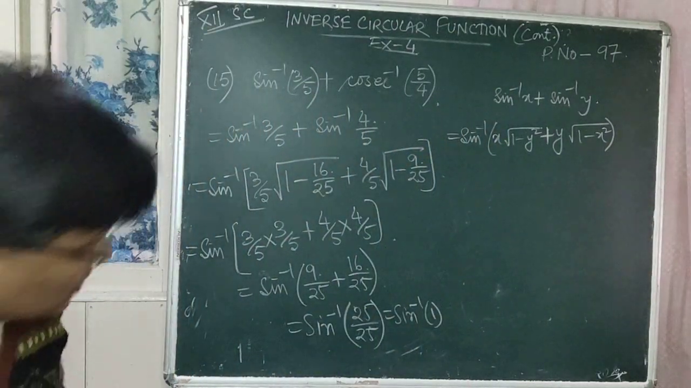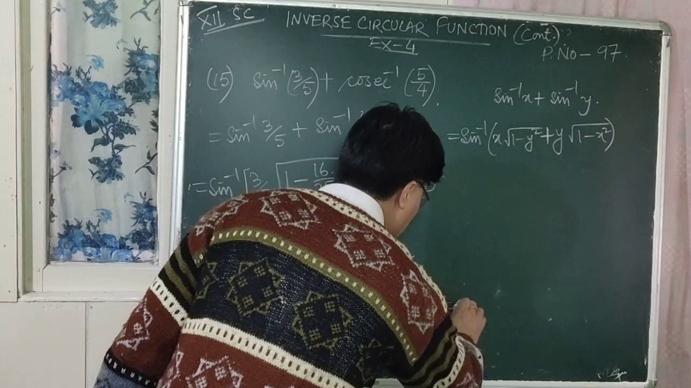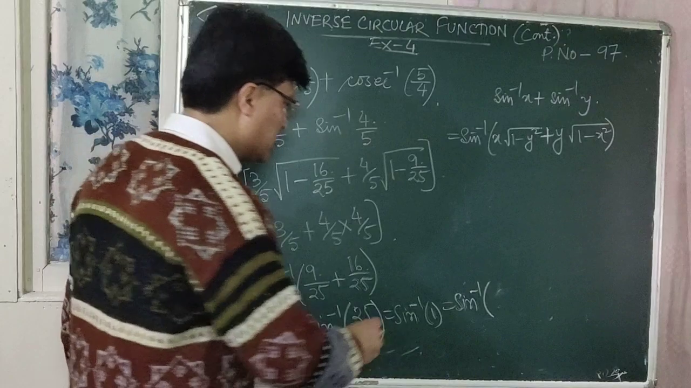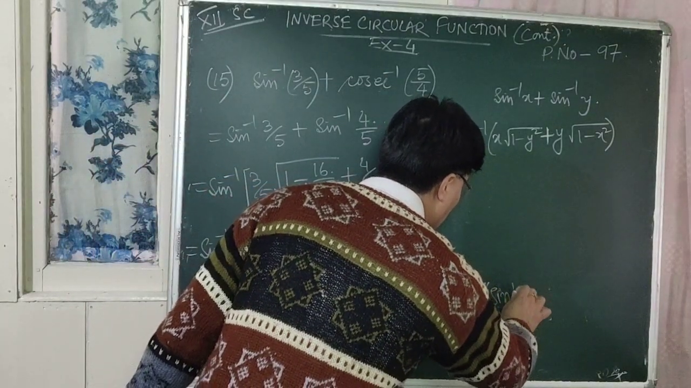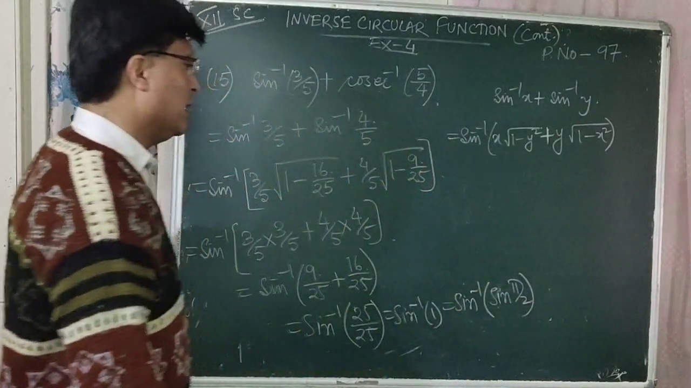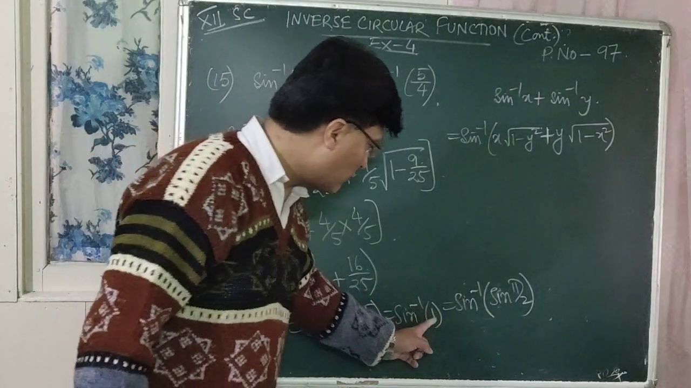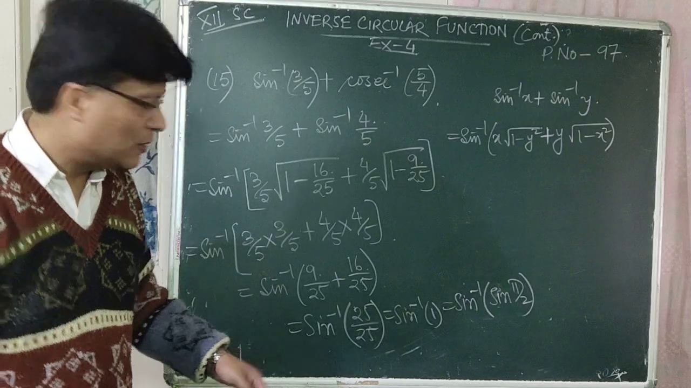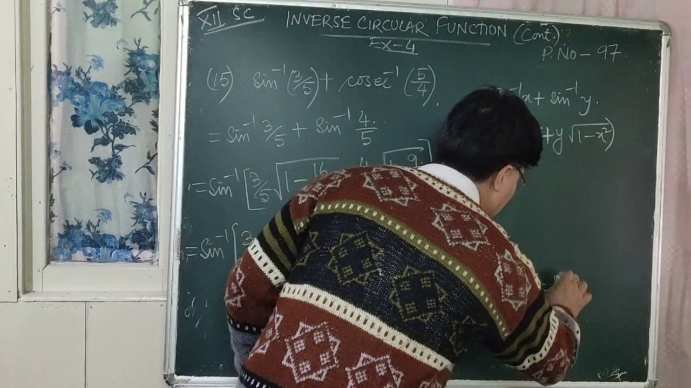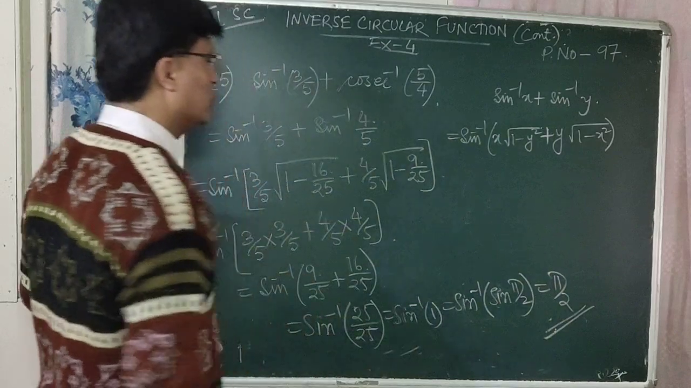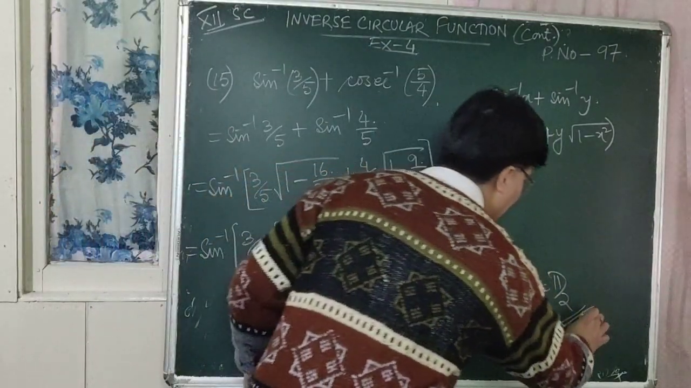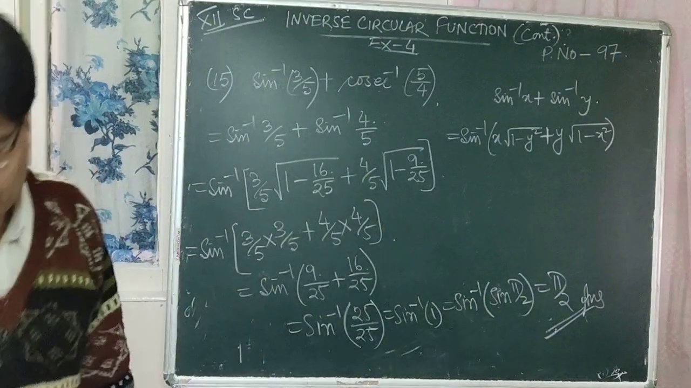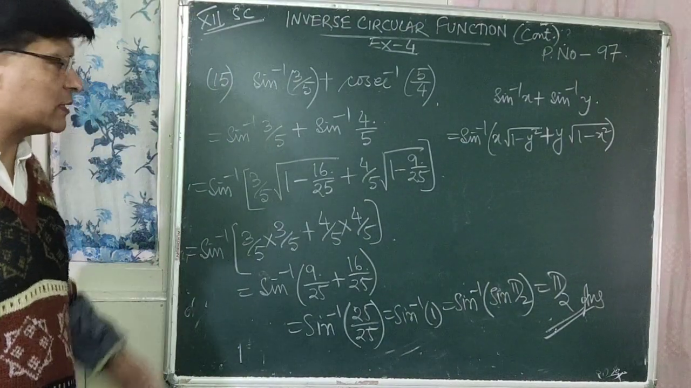Sine of which angle is 1? Which is equal to sine inverse. Sine of which angle is 1? It is sine pi by 2, right? Instead of 1, you can write sine pi by 2 because sine 90 degree is 1. So, which is equal to, what is the answer? It is pi by 2. So, pi by 2 is the final answer for this question. Is it clear? So, you can copy it.